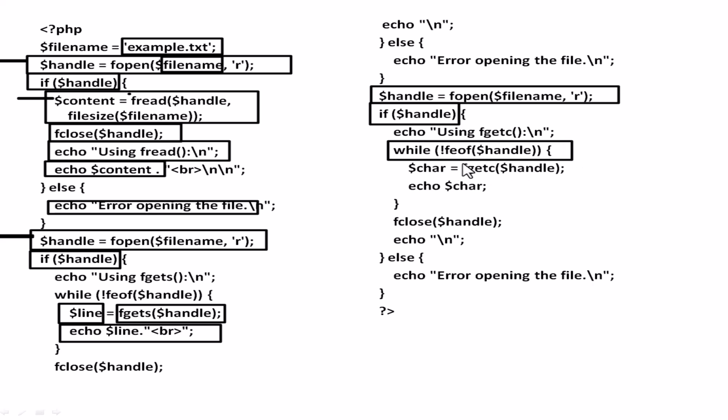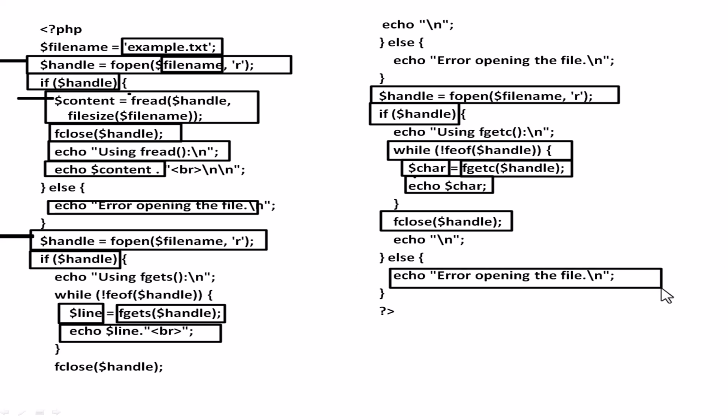We are going to get the character. So the character is capable of holding the fgetc handle. Now it is going to print the echo character, which is going to print all the things. Finally we need to close the handle, so it is going to close the handle, else it is going to show the error operation.